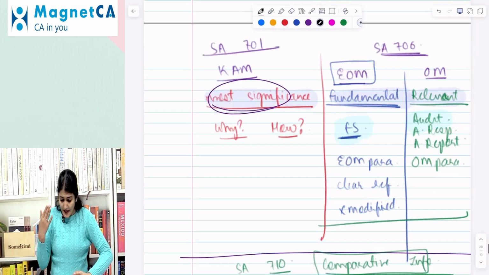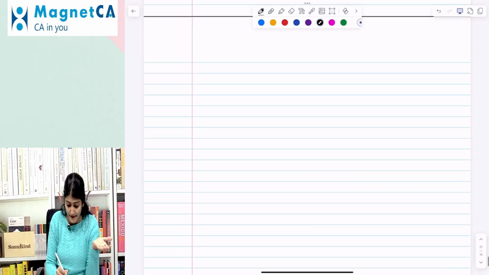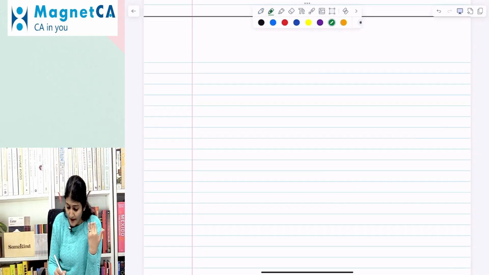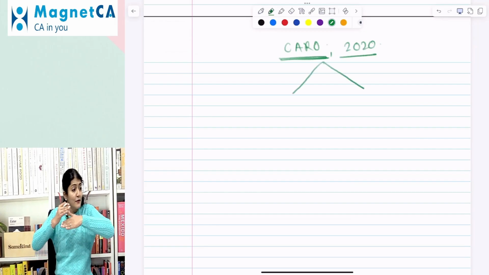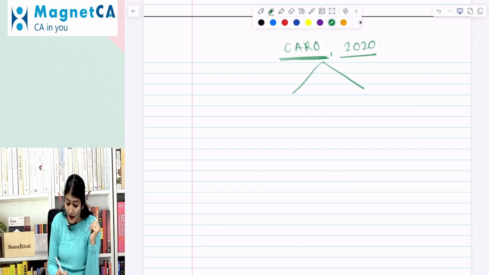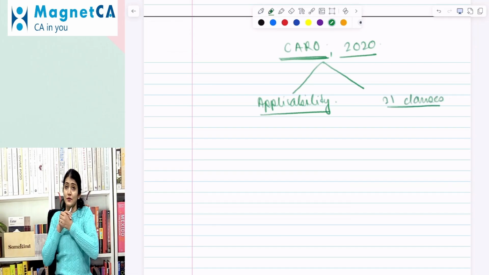So that is just an outline of the 700 series relevant to your exam. And now let us talk about the very interesting topic, which is regarding the CARO 2020. Basically, we have two dimensions of the study. One, we have the discussion regarding the applicability of the CARO. And second, we have the 21 clauses of reporting under the CARO 2020.